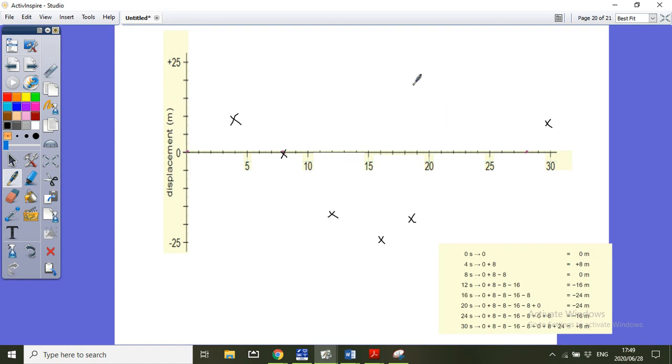Now, this doesn't look like much, but it gives you most of your marks already, because now all we have to do is go and look at the shape to decide on the shape. We have to go look at the gradient of the velocity time graph. Because remember, the gradient of this graph, and this is where it's super important, the gradient of this graph is going to be the velocity.